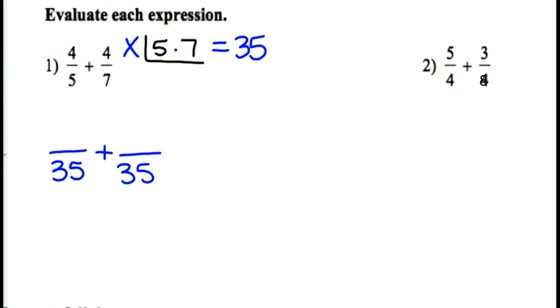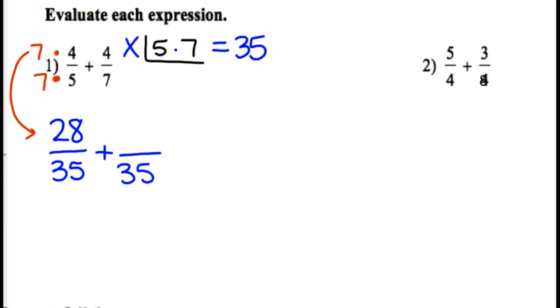So if you want to set up your new fractions, that's fine with 35. The next thing that you're going to do is figure out what times 5 would get me to 35. And 5 times 7 is going to get me to 35. What I do on the bottom to the denominator, I have to do on the top. So I'm going to have 4 times 7, and that is going to get me to 28.